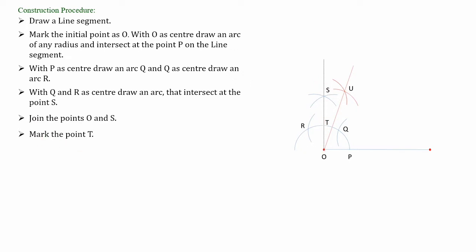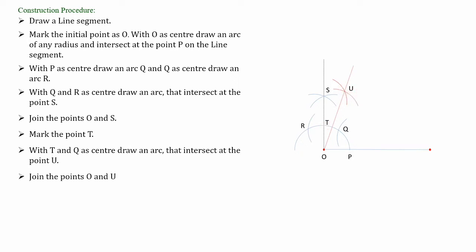Then mark the point T, because we need this for 90 degree. So this T we have marked, and with T and Q as centers, draw arcs that intersect at the point U. So T and Q, one represents 60 degree, one represents 90 degree. With T and Q as centers, we have drawn two arcs and both arcs are intersecting at U. And join the points O and U. So OU we have drawn.